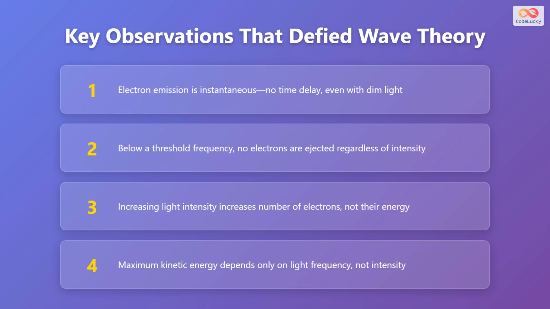Four critical observations from the photoelectric effect experiments completely defied the predictions of wave theory. First, electron emission was instantaneous with no time delay, even when using very dim light. Second, below a certain threshold frequency, no electrons were ejected regardless of how bright the light was. Third, increasing the light intensity increased the number of electrons ejected, but not their individual energy. And fourth, the maximum kinetic energy of ejected electrons depended only on the light's frequency, not its intensity. These observations simply could not be explained by thinking of light as a wave.